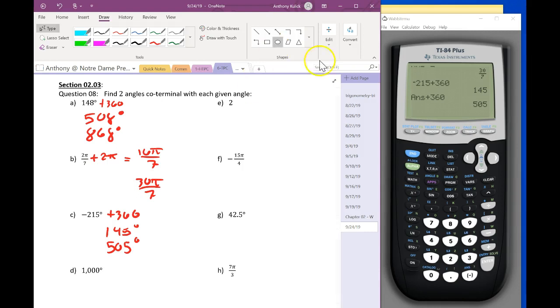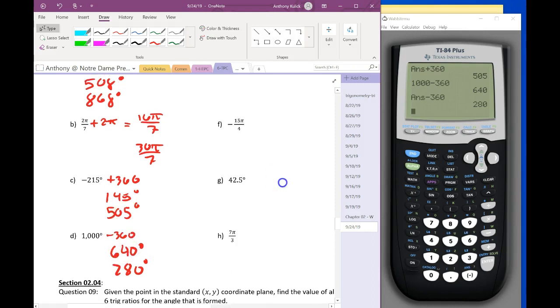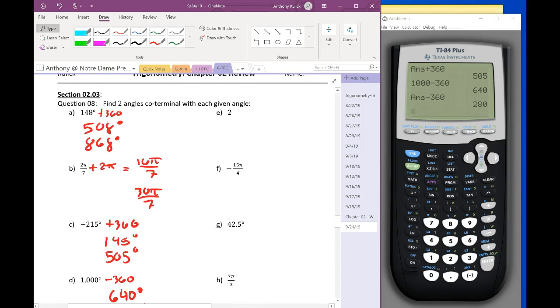Here, 1,000 degrees, oh my goodness. Let's just, for the sake of argument, subtract this time. That 1,000 is pretty big. Making these angles bigger is probably not very advantageous to us. In fact, it'll be a little less writing to subtract here, fewer digits to write down. So I got 640 as one answer. Then just subtract another 360. That's 280 as a second answer. And those are both more reasonably sized angles than the 1,000.